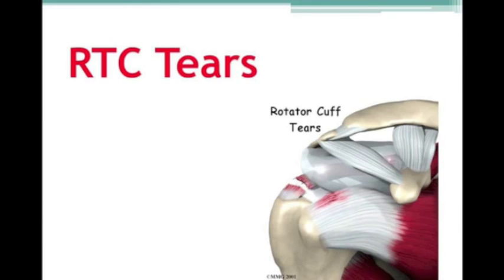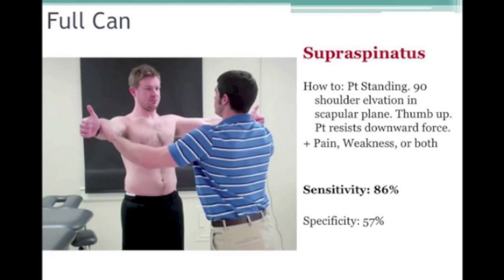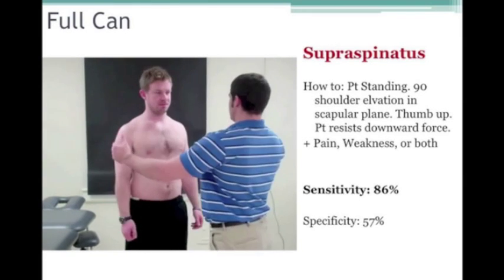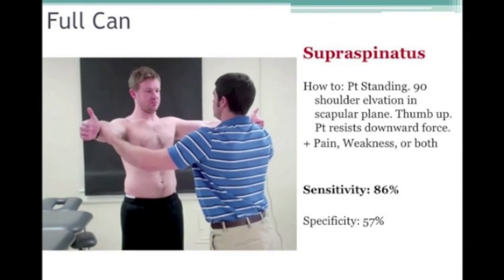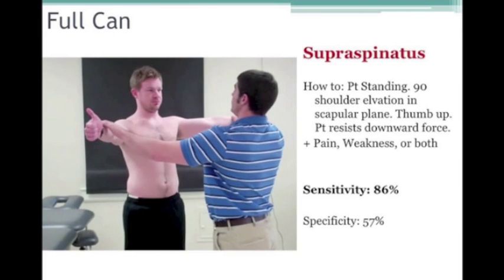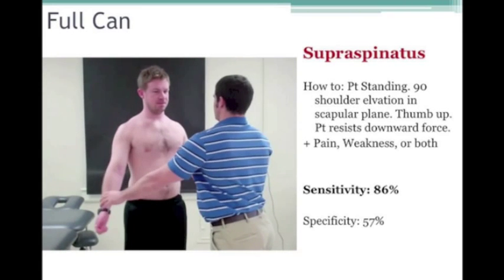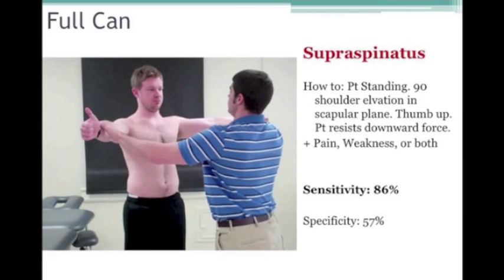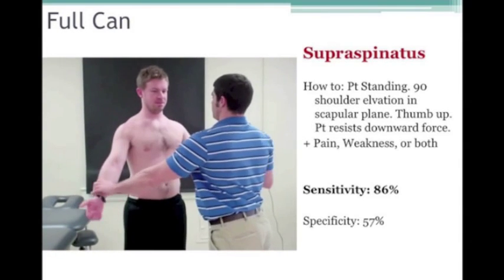So rotator cuff tears. How are we going to test the rotator cuff? Well, same thing. Here it comes again, except this one's the full can. So this is the exact same test, except the thumbs up. So we're basically externally rotated instead of internally rotated. But look at here. This is positive with pain, weakness, or both. So pain or weakness. It has a sensitivity of 86%, specificity of 57%. So again, you got to remember what you're looking for in all these tests.